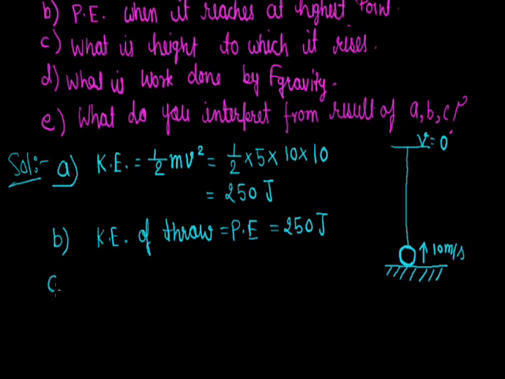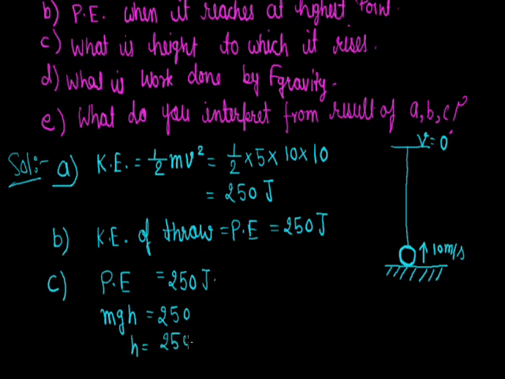Now, third is, what is the height to which it rises? As we have calculated, potential energy at the topmost point is 250 joule and the formula for potential energy is mgh. So mgh equals 250, h equals 250 upon m into g. m is given, which is 5, and g is 10. So by solving this, we get the height 5 meter.